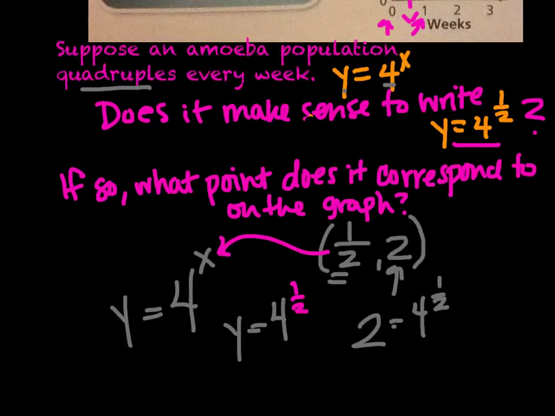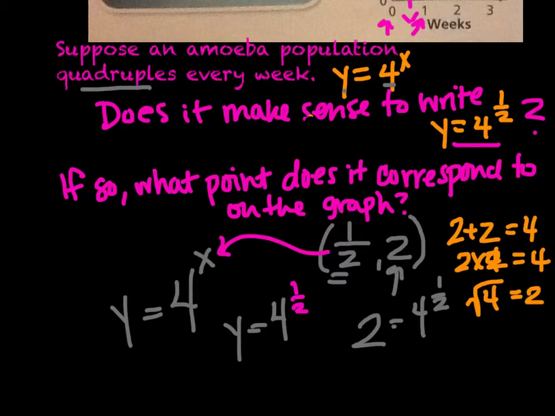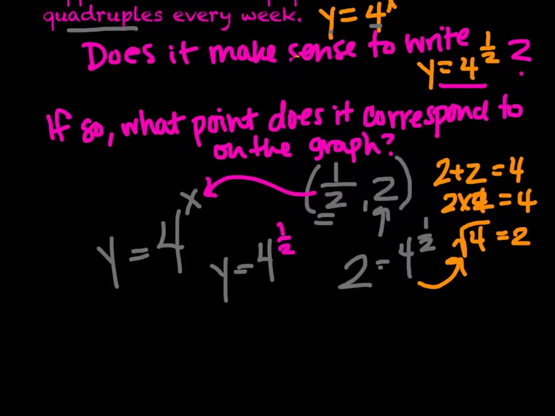Well, in all reality, we can have 2 plus 2 equals 4. 2 times 2 equals 4. And we know the square root of 4 is equal to 2. Well, 4 to the 1/2 power is clearly not describing 2 plus 2. It's also clearly not describing 2 times 2. But perhaps 4 to the 1/2, if I look at this, can also be written as the square root of 4. So using this idea, I want you to think about this.